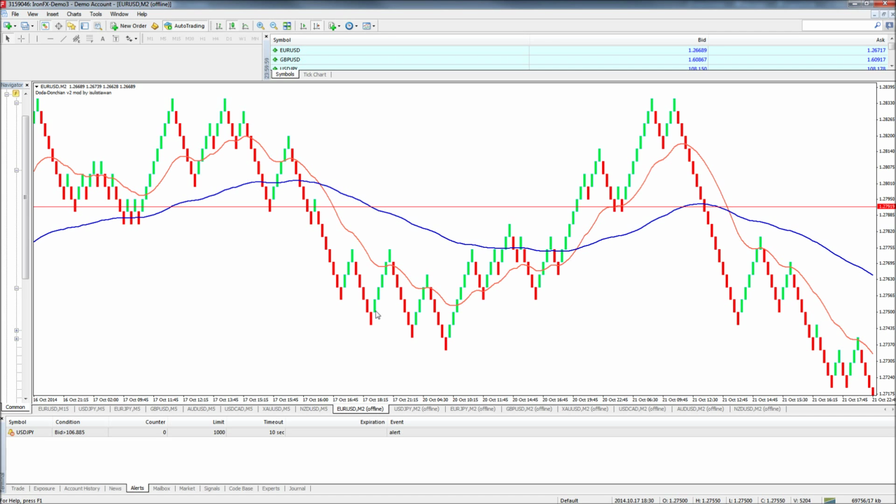For example, if I set it up to only show 5 pip or 50 micro pip movements, every time it moves up or down in 50 micro pip increments, it'll show a candle. So if it moved up 50 micro pips, it'll create a green candle here. If it moves up again by 50 micro pips, it'll move up here. And then when it goes down 50 micro pips from there, it'll move down here.